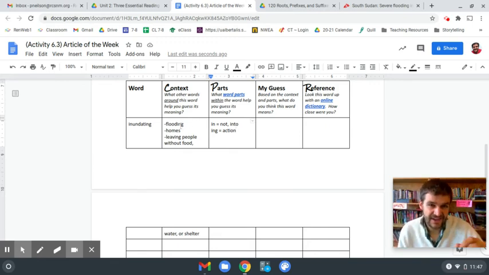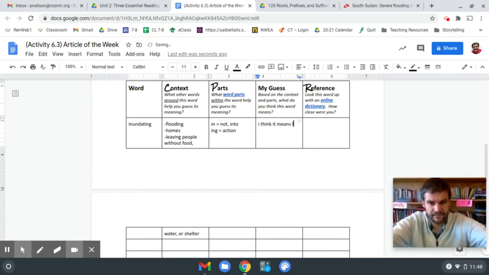Adding that to the context, right? It's saying it has to do with flooding, and it's happening to homes. Personally, when I put that together with the stem of the action and then into, it makes me think inundating means the water is flowing into the houses. So that's what I'm going to say. I think it means flowing into or around the houses.